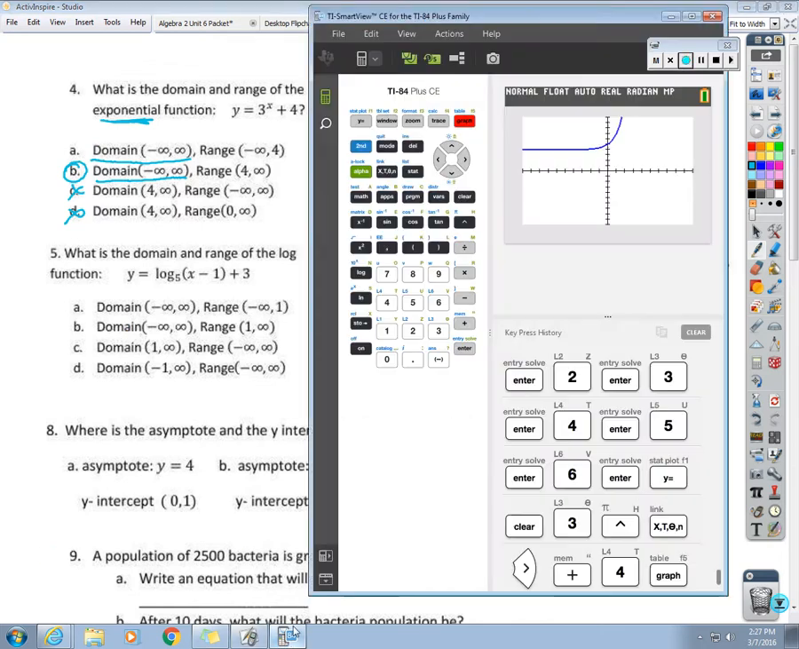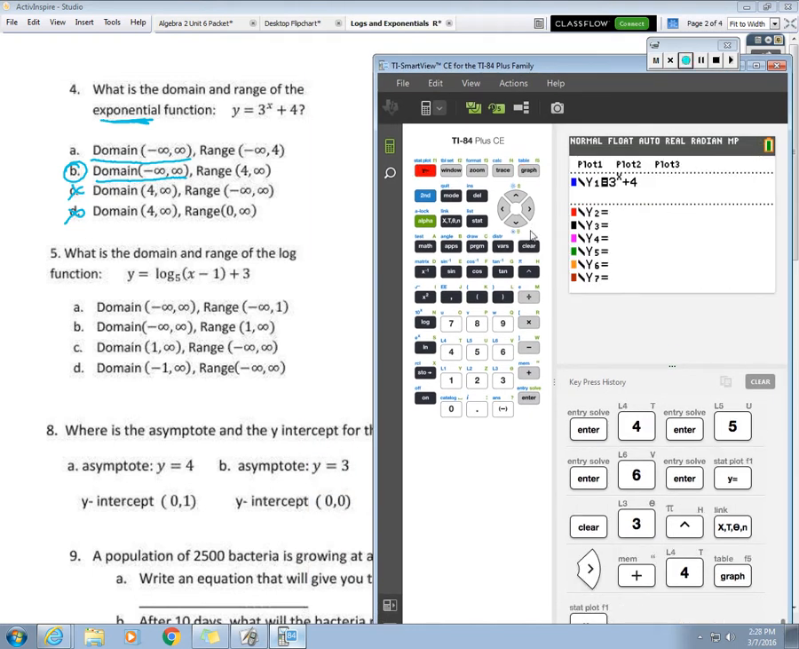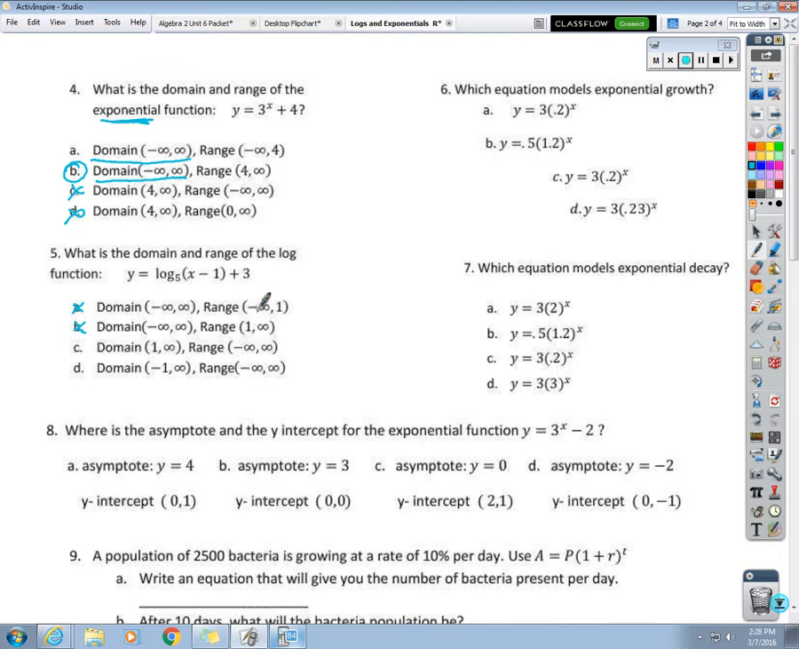Okay, so number 5, same kind of question, but this time it's a logarithmic function. So, okay, A and B are out. How do we know? Because with logarithmic functions, it's the range that's all real numbers. Because they have a vertical asymptote, but a vertical boundary doesn't keep you from going up and down forever. So now we just have to decide which range is correct.